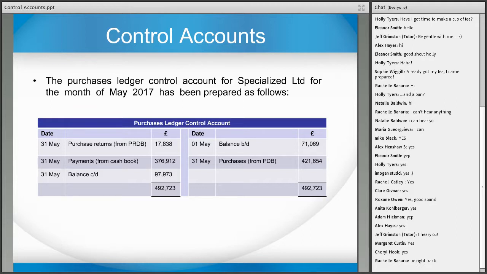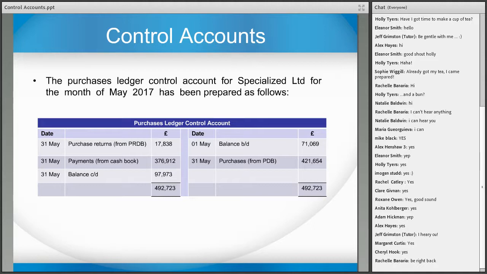Starting now on the debit side, purchase returns. If we return goods to our suppliers, then it reduces the amount we owe, so they appear on the debit side. Again, payments from the cash book that we've made to suppliers reduce the amount that we owe our suppliers. And then back to the credit side again, the total of all the postings from the purchases day book, 421,654. They're all the entries that we'd normally expect to see in the purchase ledger control account.